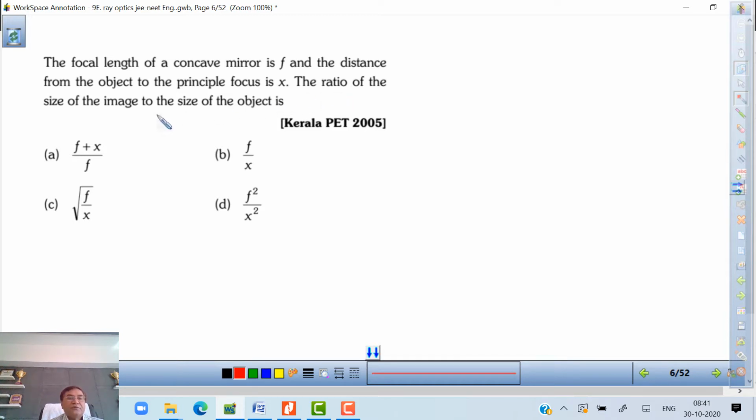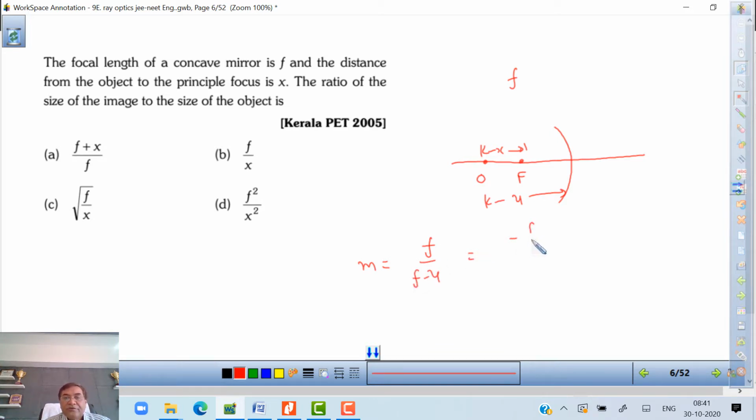The ratio of the size of the image to the size of the object is the focal length of the concave mirror. So f is the focal length. Distance from the object to the principal focus is x. This is a concave mirror. This is your principal axis. This is your f and this is your object. So this is x. This is your u. So m is equal to f upon f minus u. This is your basic formula.